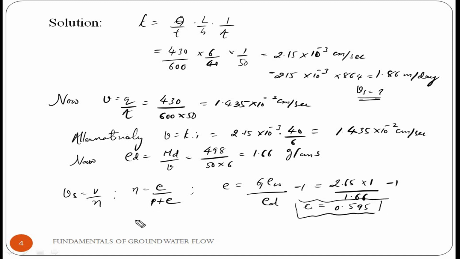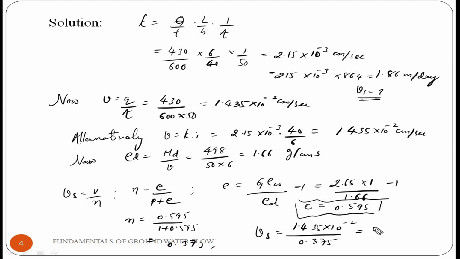So this e value we can substitute in porosity, 0.595 divided by 1 plus 0.595, that is n value is 0.373. So therefore Vs is equal to, V is 1.435 into 10 to the power of minus 2 divided by n, just now we have calculated 0.375. So the seepage velocity is coming around 3.85 into 10 to the power of minus 2 centimeter per second.